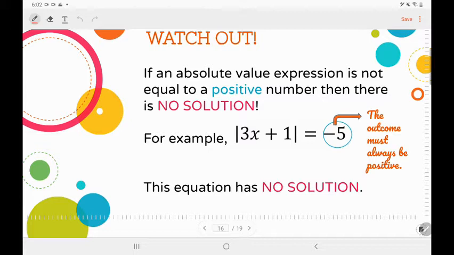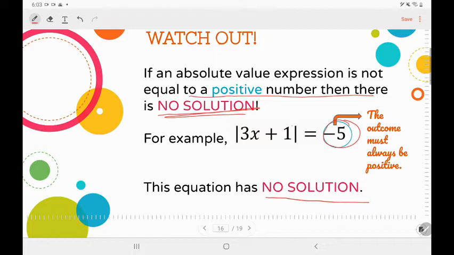To begin with, remember that absolute value expressions always equal a positive number. If they are not equal to a positive number, then I'm going to state that there is no solution. For example, if I have this equation and it says the distance of my problem is -5 away from 0, you cannot be a distance of -5. Therefore, the equation has no solution.